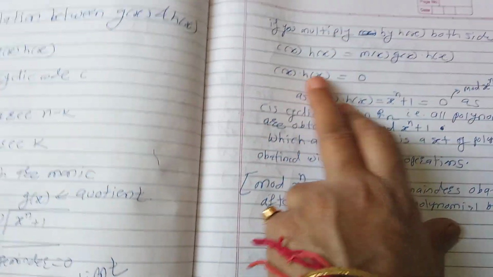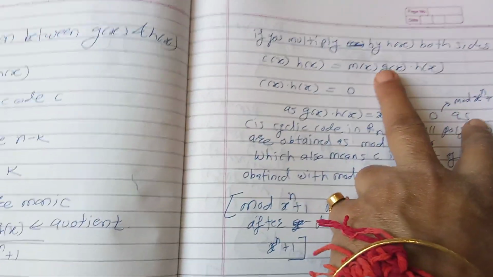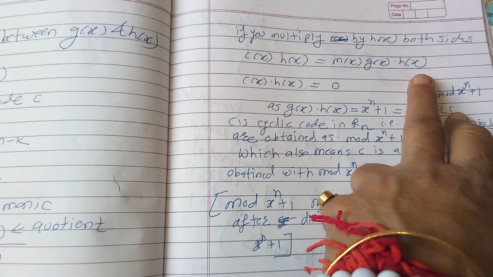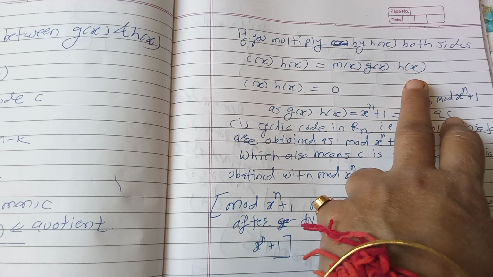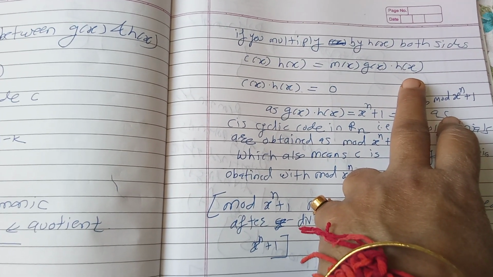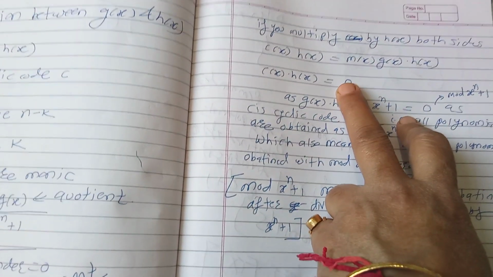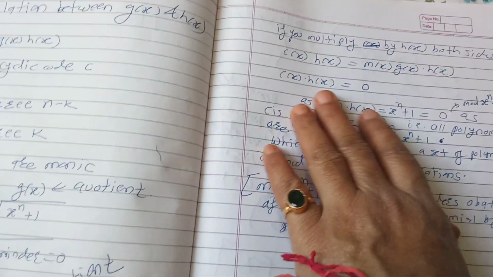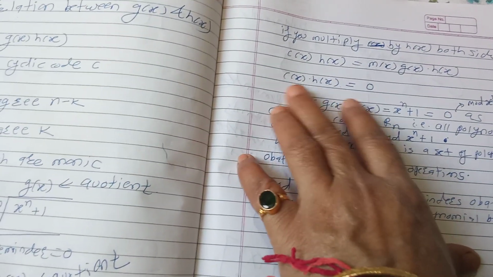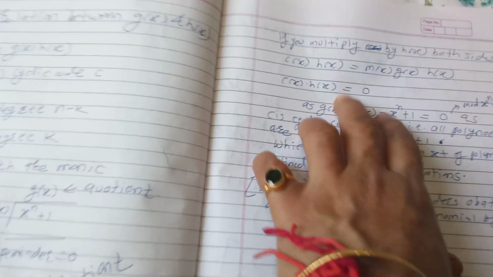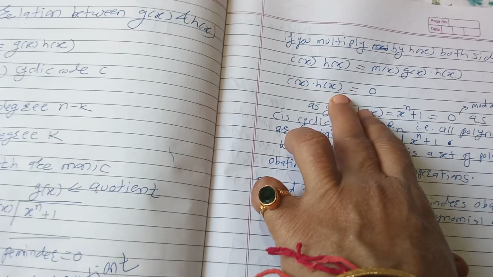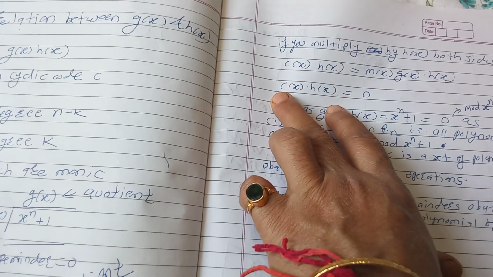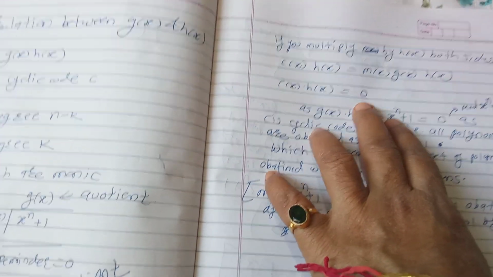So the same is written here. Why is g(x) into h(x) equal to 0? Although g(x) into h(x) is equal to x raised to n plus 1, in cyclic code we have to divide it by x raised to n plus 1 and take its remainder, which is equal to 0. So from this we can see that the parity check polynomial can be used to detect whether the code is correct or not. If the code is correct, then you will get the multiplication equal to 0.